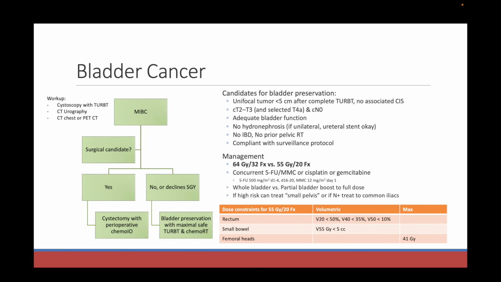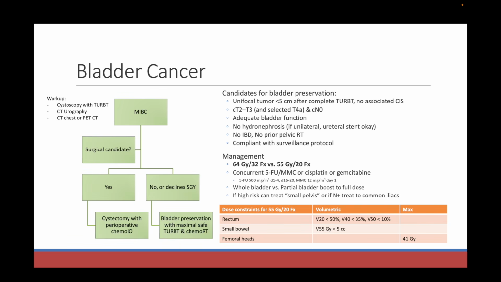So what do we do as far as the radiation and the concurrent chemo? There's options for dose fractionation for bladder cancer. You can do 64 gray in 32 fractions conventional fractionation, or you can do 55 gray in 20 fractions, which is moderately hypofractionated. The concurrent chemotherapy is 5-FU mitomycin C, or you can do concurrent cisplatin or gemcitabine. I just remember 5-FU mitomycin C.